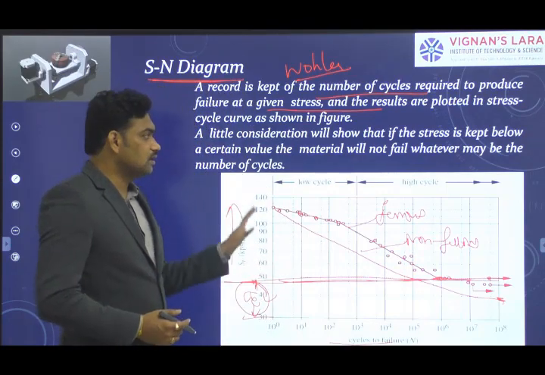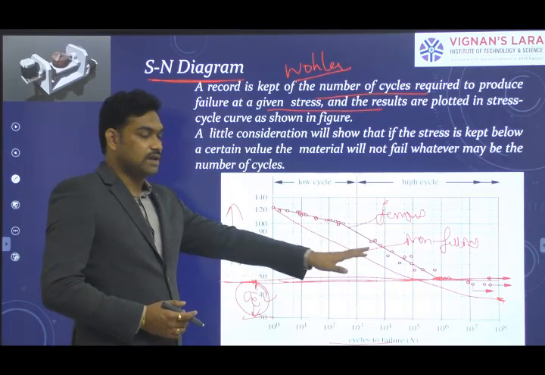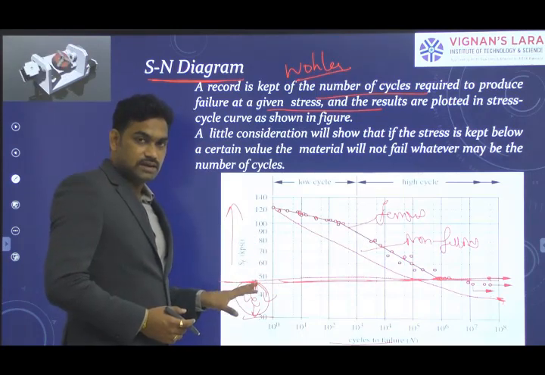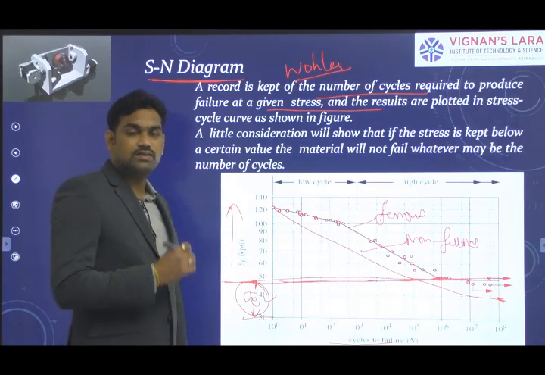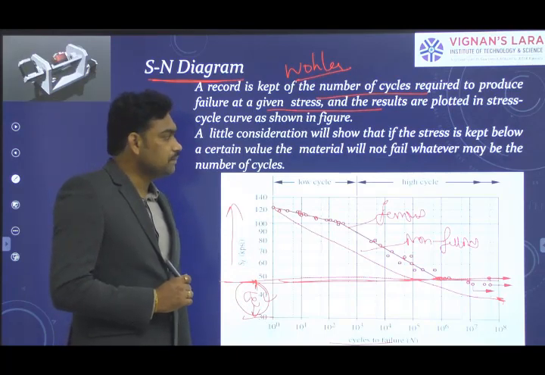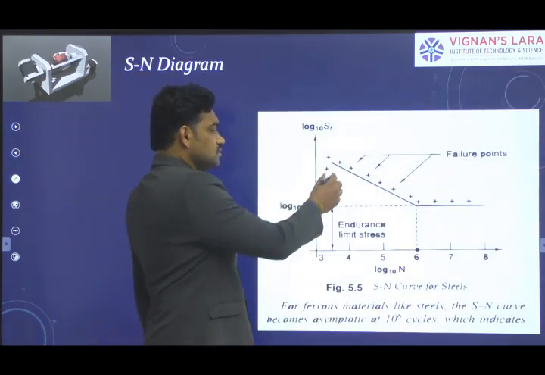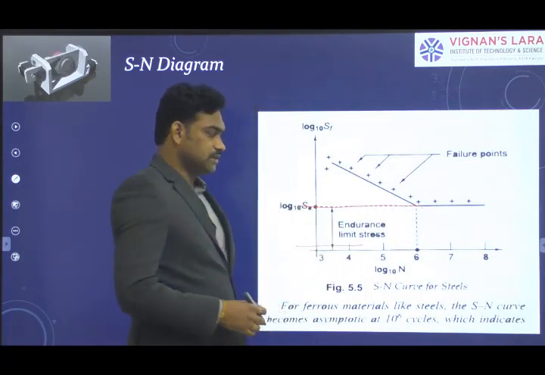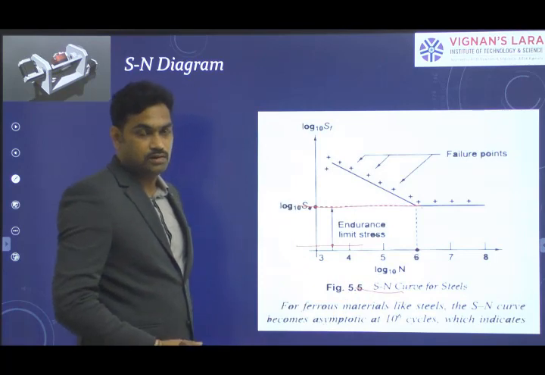This is the curve for ferrous metals. After 10 power 6 cycles, the value of stress you can observe can be considered as the endurance limit or endurance strength of that particular material. Clear? So this is the curve we can observe. These are all the failure points. From that we can take the endurance limit stress as a curve for steel.